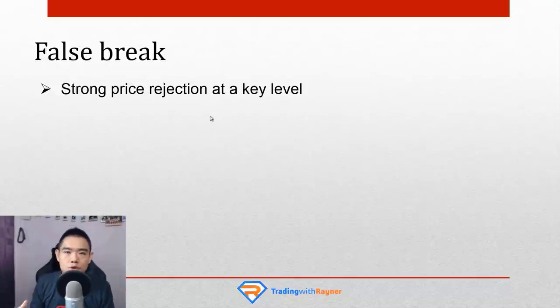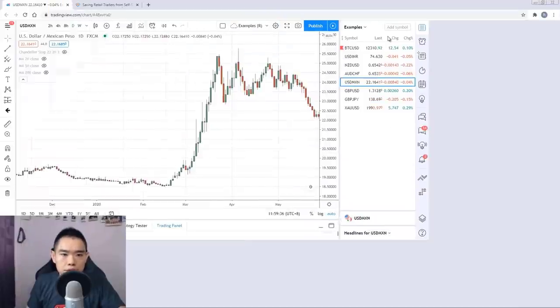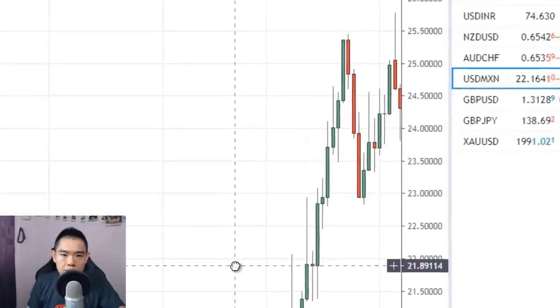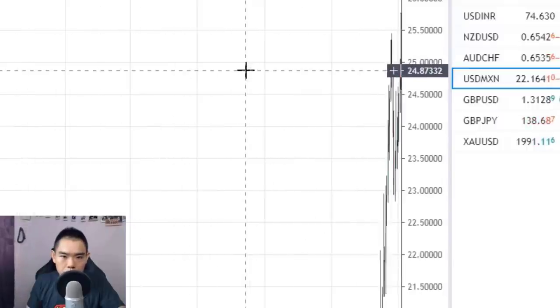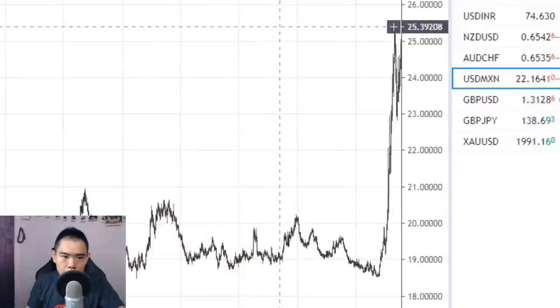It's simply a strong price rejection at a key level. It could be a resistance, a swing high, or the highest all-time high. So you want it to be a strong rejection at a key level. Let me share what I mean. If you look at this chart, very obvious over here on dollar Mexican, this is a strong rejection at this key level. I believe this is the all-time high on dollar Mexican at this point in time. So let me just zoom out the chart. You can see that, yeah, I guess so.